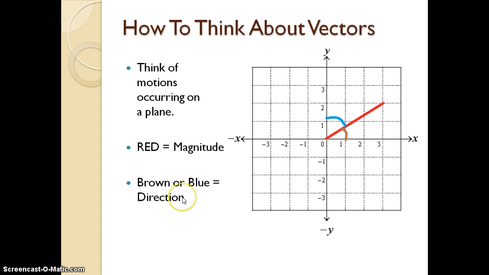And the direction part of the vector is considered to be the angle, brown or blue. So if this red part was, let's say, 20 long, and it was a velocity, you would say this is a 20 meter per second starting velocity, and at some angle.